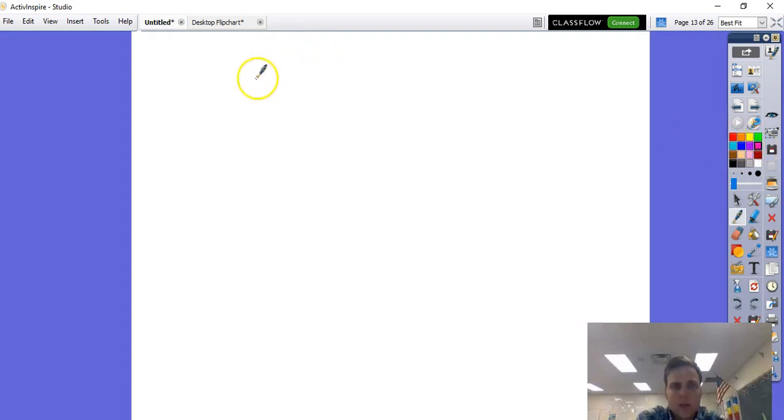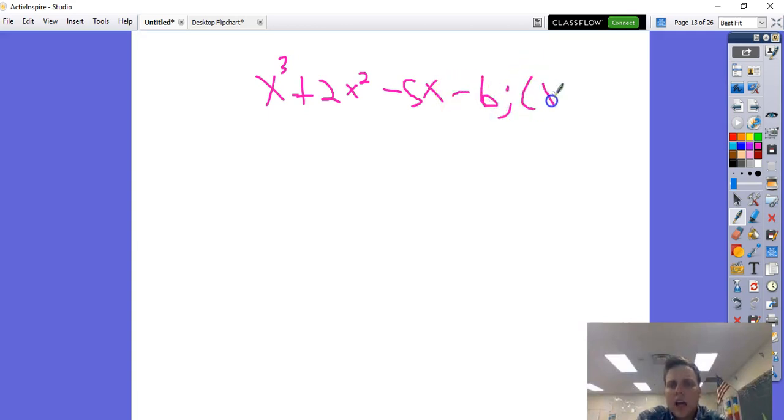x cubed plus 2x squared minus 5x minus 6, and then it gives us a factor of x plus 1. And it says use synthetic division.